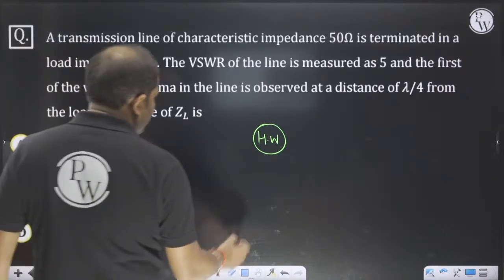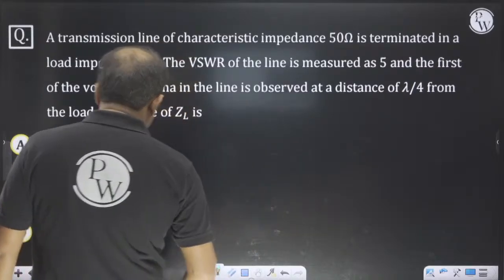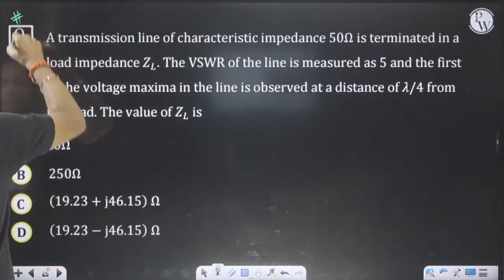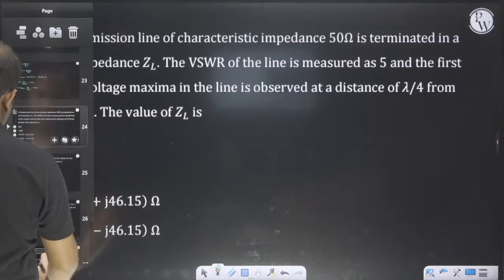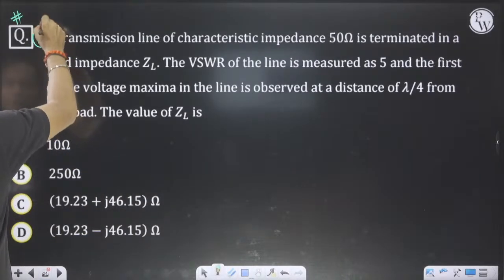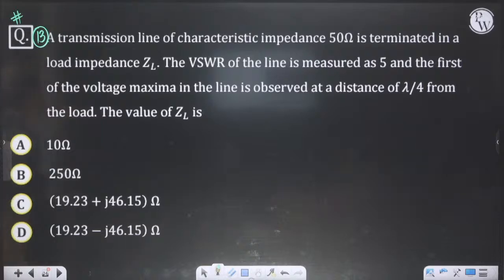Next question is question number 13. What do we have in question number 13? I will do 15 questions. A transmission line of characteristic impedance 50 ohm is terminated in a load impedance ZL. The VSWR of the line is measured as 5, and the first voltage maximum is observed at a distance lambda by 4 from the load.